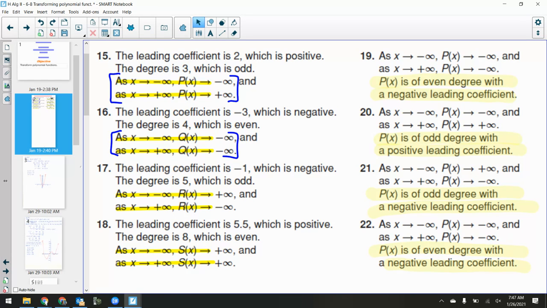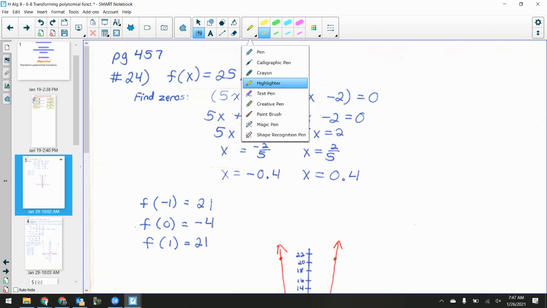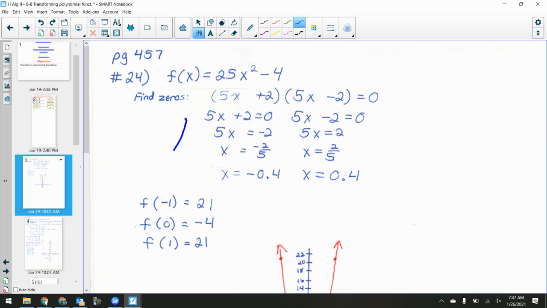Okay. Here is number 24. I've got f of x is equal to 25x squared minus 4. The first thing I would do is figure out what the end behavior is. Since this is a positive even, I would say, okay, positive even right away, both going up on the left and right side. This is my arms. Got really long arms.